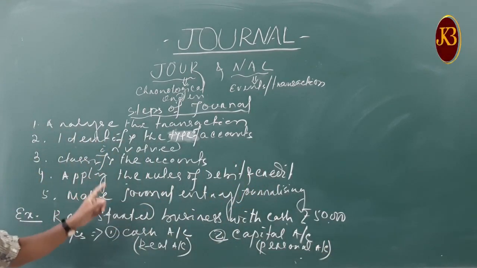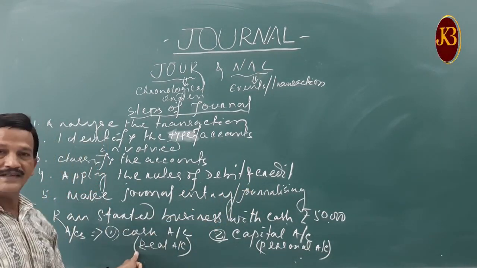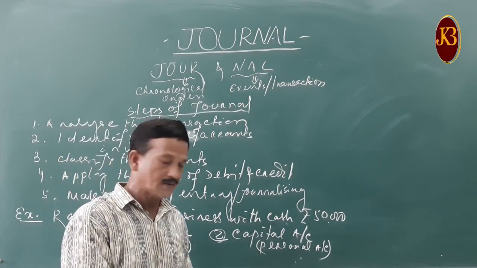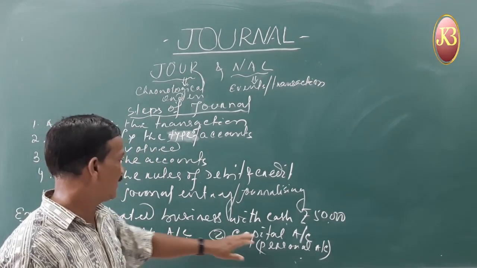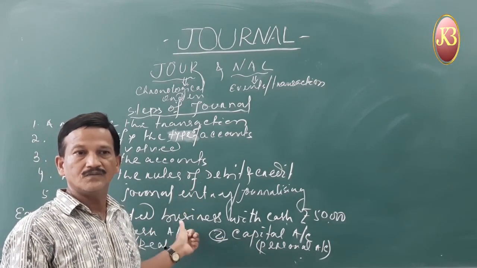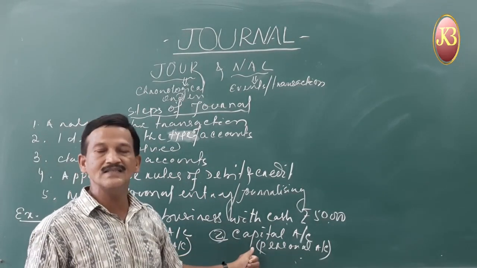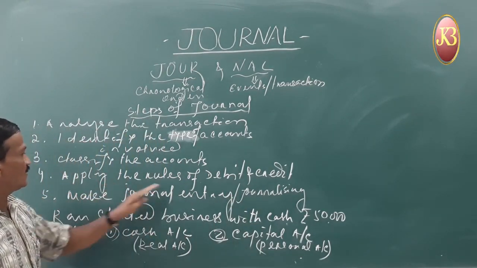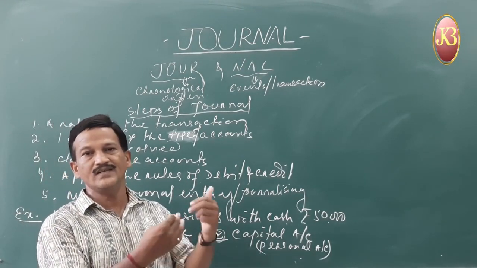Then the fourth step is to apply the rules of debit and credit. For a real account, debit what comes in, credit what goes out. Under the traditional approach, cash is a real account. Under the modern approach, cash is an asset account and capital is the capital account. Under the modern approach, an asset account increases with a debit and decreases with a credit. Capital increases with a credit and decreases with a debit.